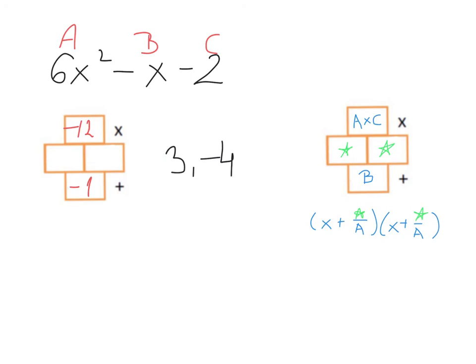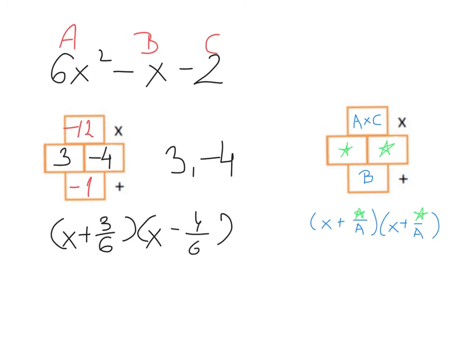And then fill that in. So we have 3 and minus 4, again the order doesn't matter. Brackets, x goes first. Again a is 6, that means we have to divide it. We have positive 3 over 6 and then negative 4 over 6. Let's simplify it. So x plus 1 over 2 and x minus 2 over 3.